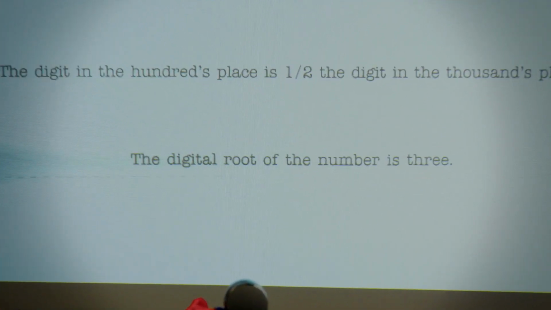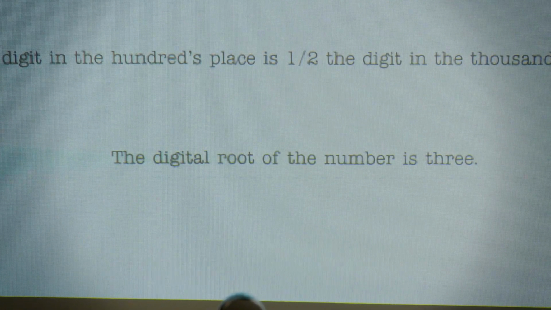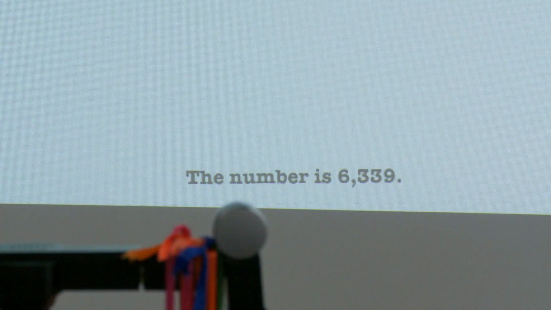If you've been with me before, you know that I do an awful lot with the digital root of a number, and that's actually explained in the place value book because it is a place value skill. The number that satisfies all those clues is 6,339.